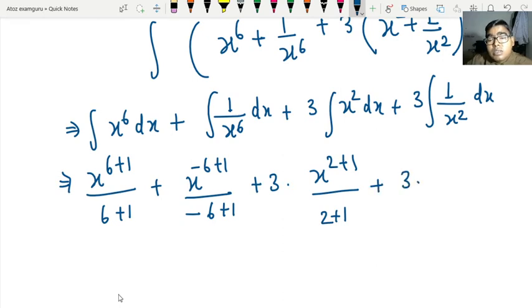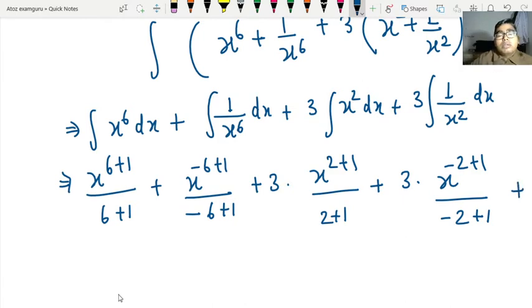Plus this into x power minus, plus constant of integration c. Dear friends, keep in mind one thing, that you should not add individual constants of integration, because in this question there are 4 terms, so you need not add 4 individual constants of integration. You have to add only one, right friends?